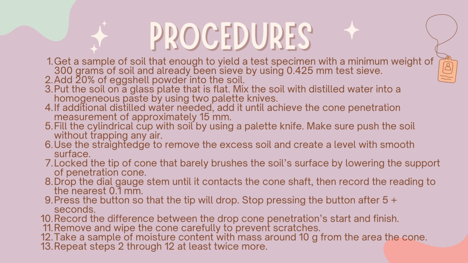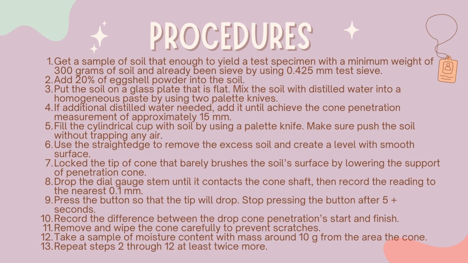Fill the cylinder cup, and push the soil without any entrapped air. Use the straight edge to remove excess soil and create a smooth, level surface. Lock the tip of the cone so that it barely brushes the soil surface by lowering the support of the penetration cone, and drop the dial gauge.